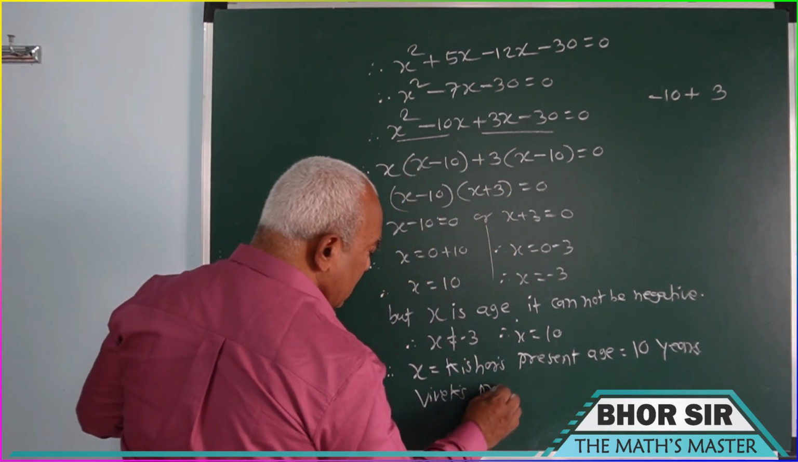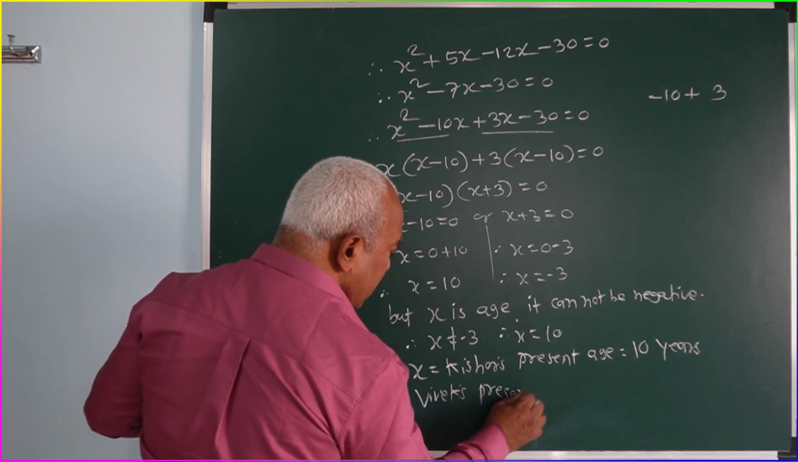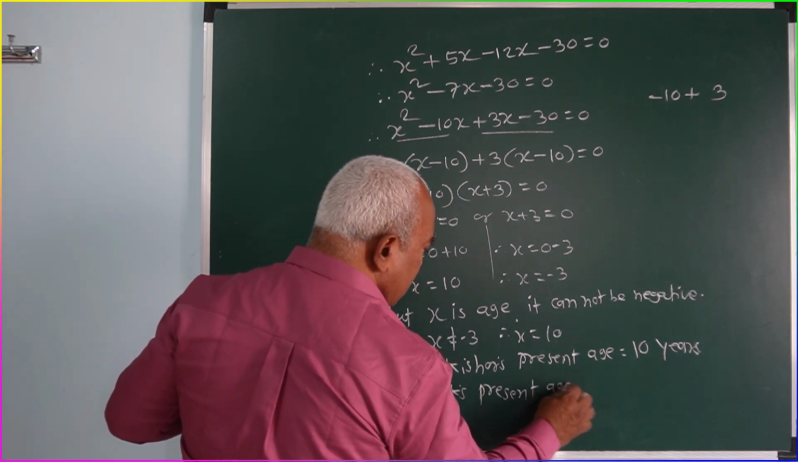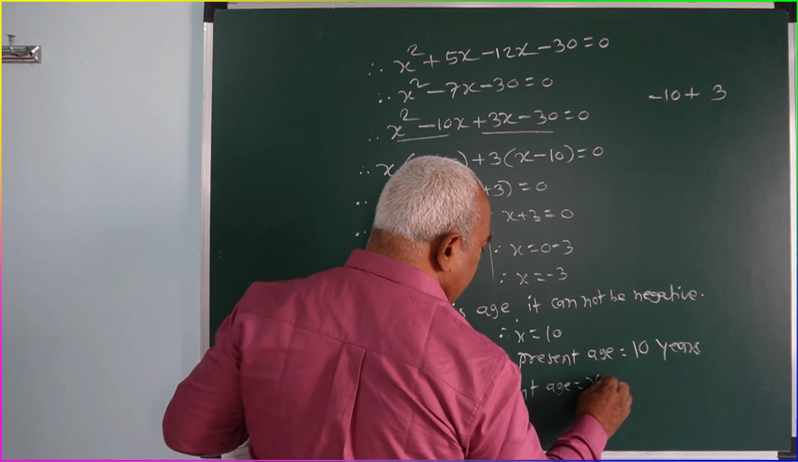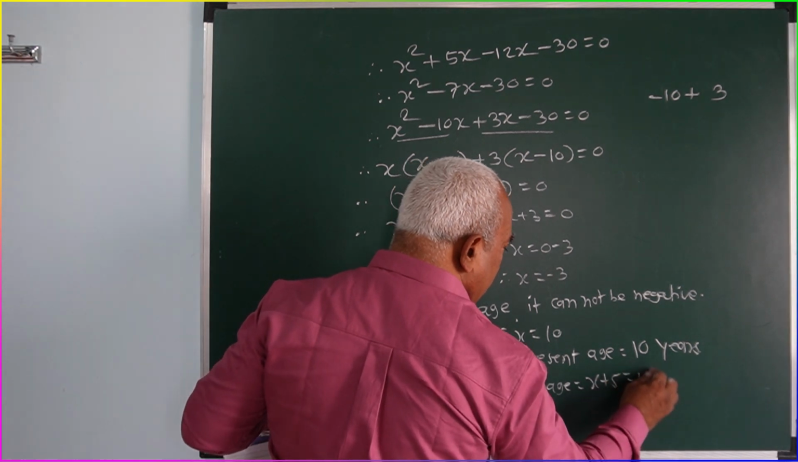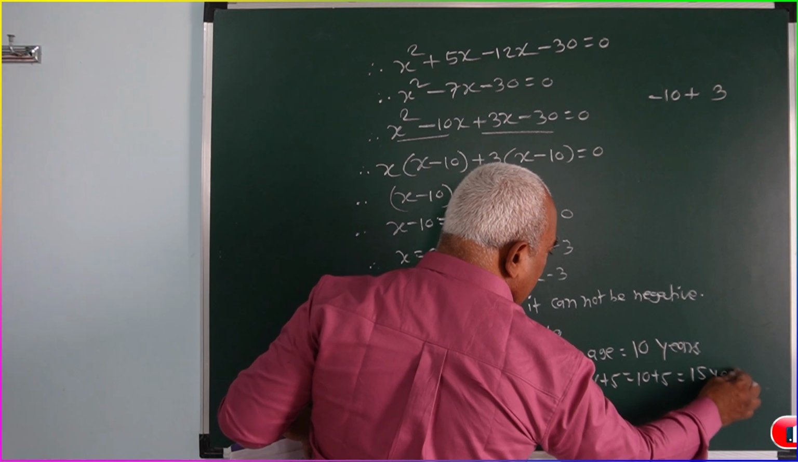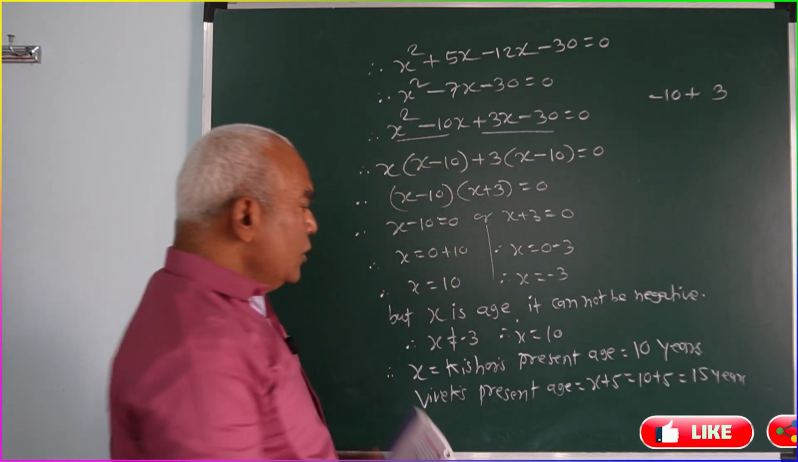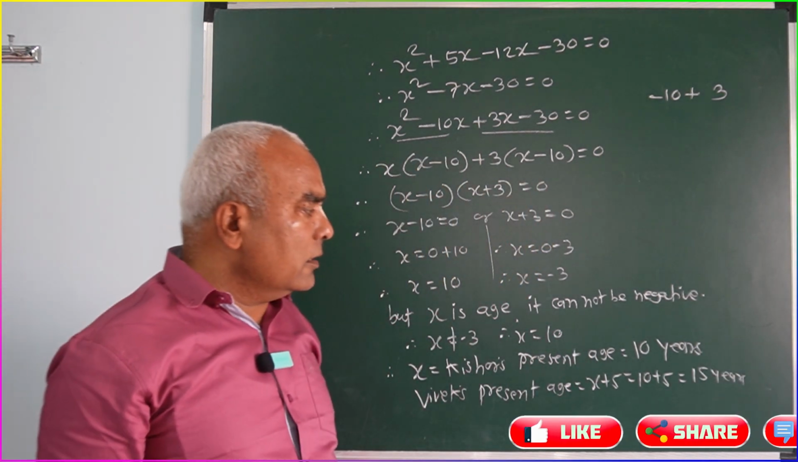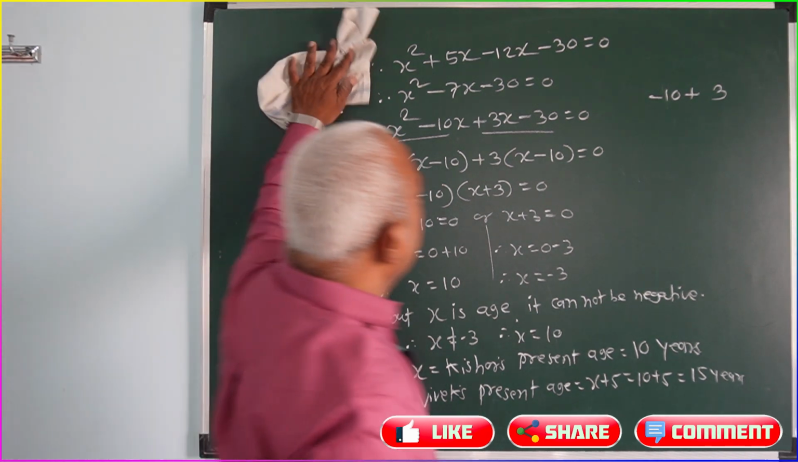And Vivek's present age will be x plus 5, that is 10 plus 5, equal to 15 years. So Kishore's age is 10 years and Vivek's age is 15 years.